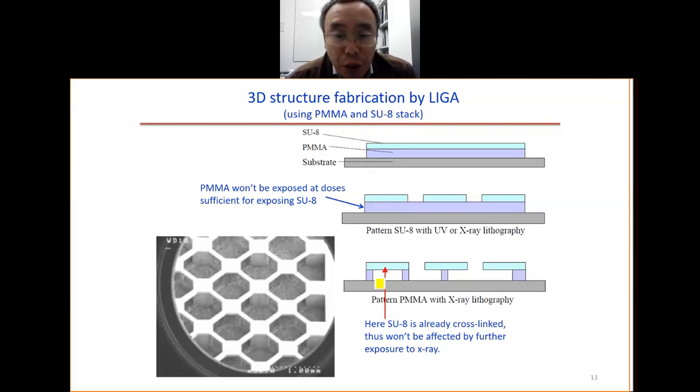Then we expose the PMMA layer. The dose to expose PMMA is pretty high, but this layer here is already cross-linked. So the high dose will not affect the cross-linked SU8 layer. After development, we can get two-level structures like this. Here the feature size is around the millimeter scale.